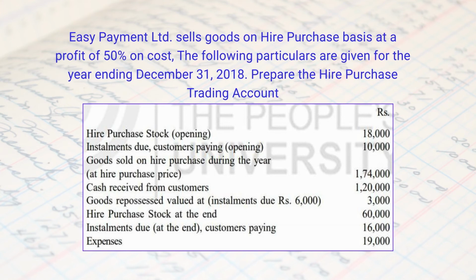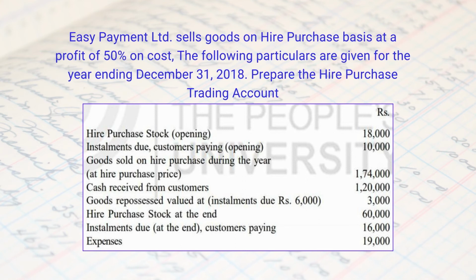Easy Payment Limited sells goods on hire purchase basis at a profit of 50% on cost. So, here 50% on cost. If it is given 50% on cost, then it is very simple: the balancing figure multiplied by rate, that is 50 divided by 100 plus rate, it means 100 plus 50, 150. So 50 divided by 150, it means 1/3. Prepare the hire purchase trading account.